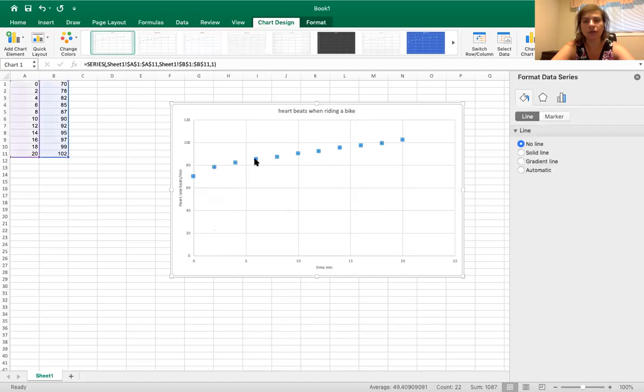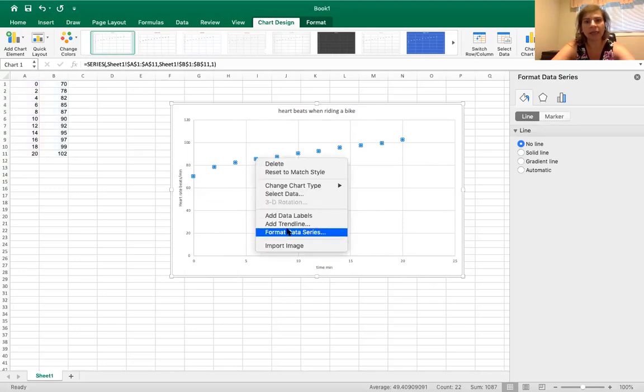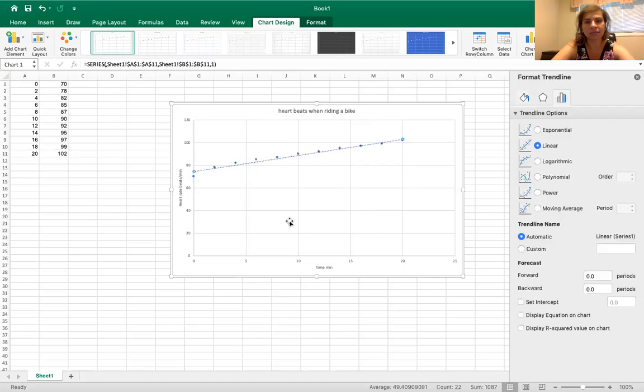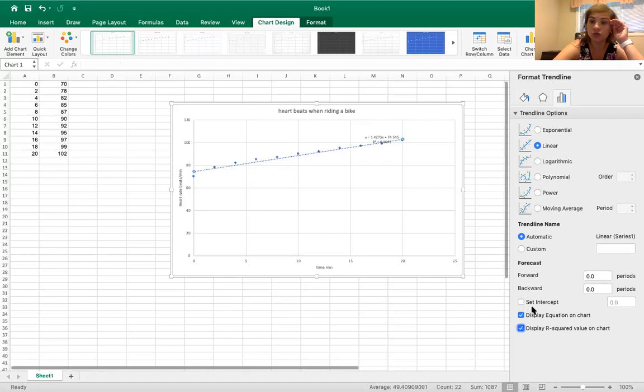Now I also have to include a trend line. So you're gonna press on the points, any point, just pick one point and press on it, and then right click and add trend line. When you add trend line, you're gonna pick the linear because we're looking for the line of best fit. So you're gonna pick linear, and then you're gonna say display equation on chart and display R squared value on chart. Make sure that you do press these two buttons here at the bottom.